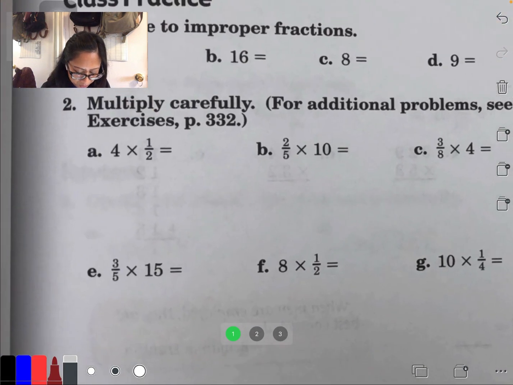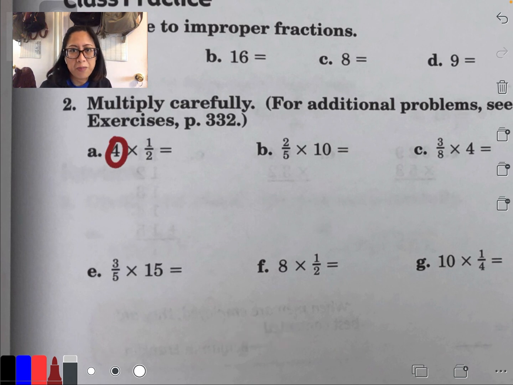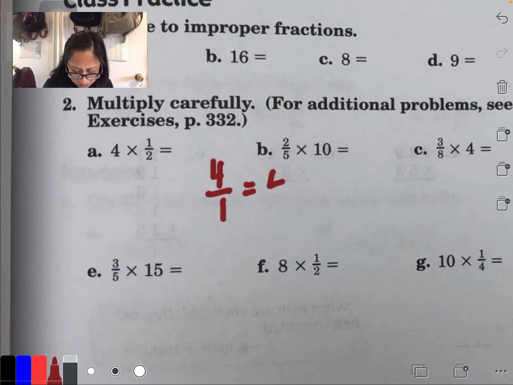Because as you can see for number 2, it's a whole number times a fraction. You've only seen fractions times fractions, but this time it's a whole number times a fraction. So you're wondering, what do I do here? Well, here's what you do. You're going to pretend that this whole number is on top of a 1, because, like I said, anything on top of a 1 is the same number. So 4 is the same as 4 over 1, right?